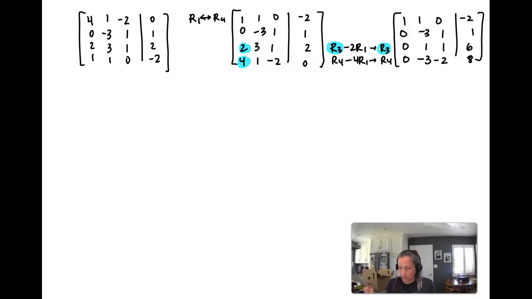All right. So now we're going to move on. I like that I already have a 1 in the pivot position in row 2. So I can go ahead and swap that into the right position now, or I can wait till later. I'm going to go ahead and swap it in now.